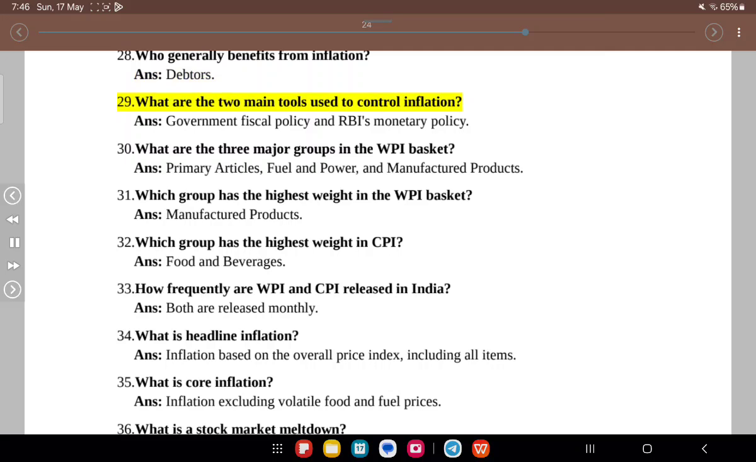28. Who generally benefits from inflation? Ans. Debtors. 29. What are the two main tools used to control inflation? Ans. Government fiscal policy and RBI's monetary policy. 30. What are the three major groups in the WPI basket? Ans. Primary articles, fuel and power, and manufactured products.